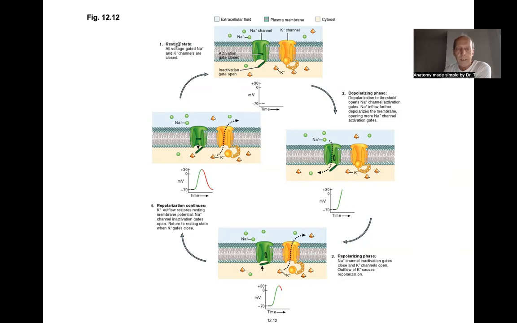Picture one, resting state. All voltage-gated sodium and potassium channels are closed. So no movement of sodium, no movement of potassium whatsoever. And regardless of how much time we measure, our resting membrane potential will be at -70 millivolts for good.